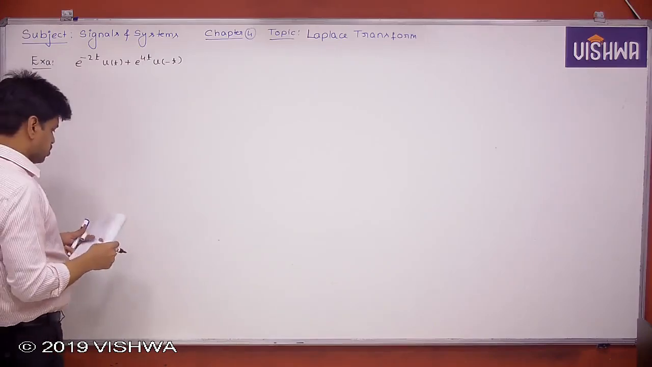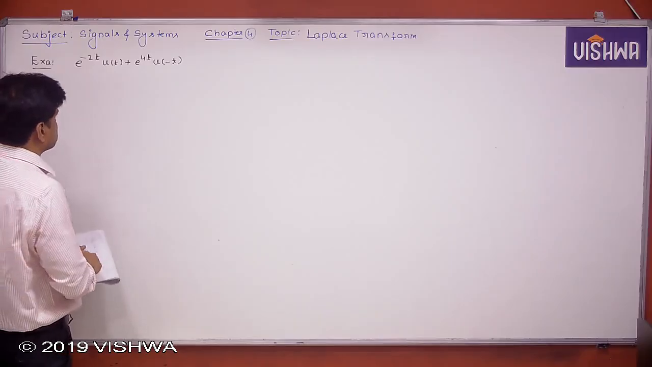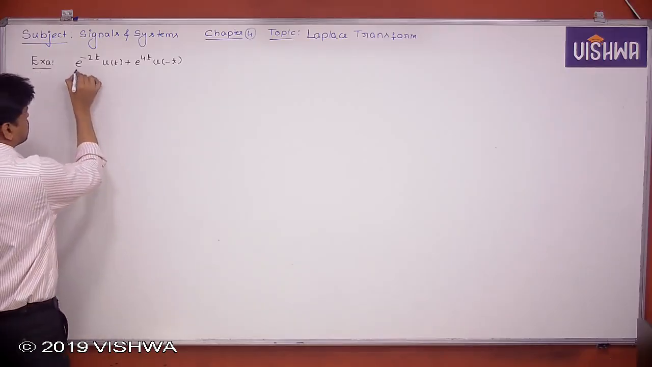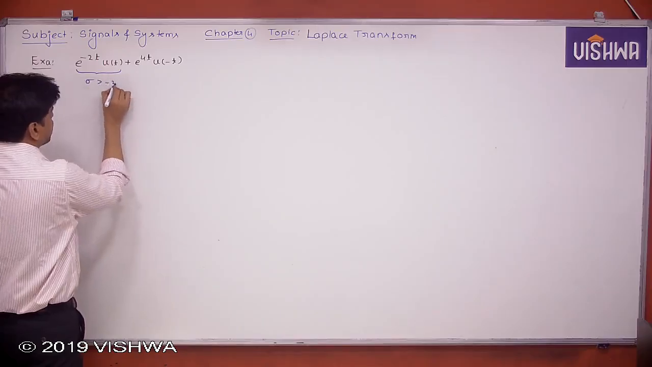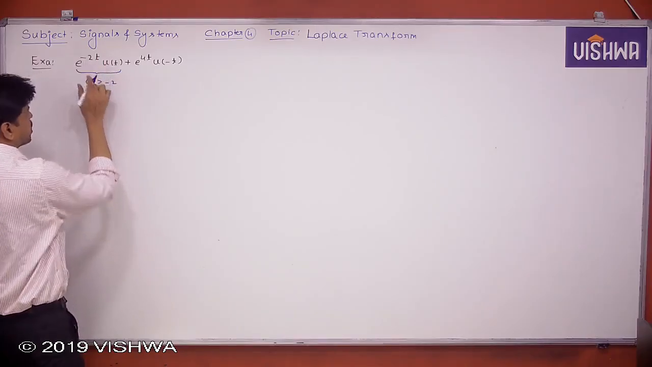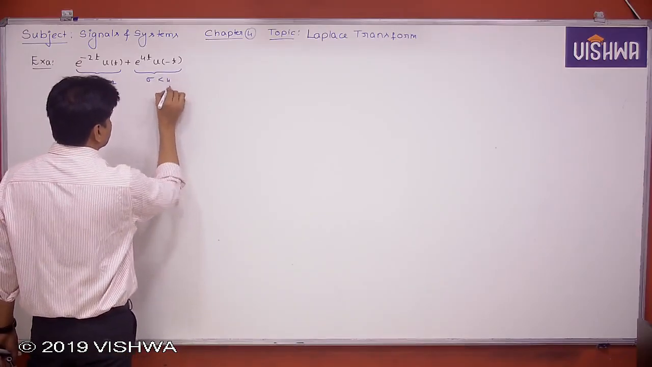For this, we have to say what is the Laplace transform. First of all, what is the ROC for this signal? Sigma greater than minus 2 because the right sided pole is minus 2. For this one, sigma less than 4.